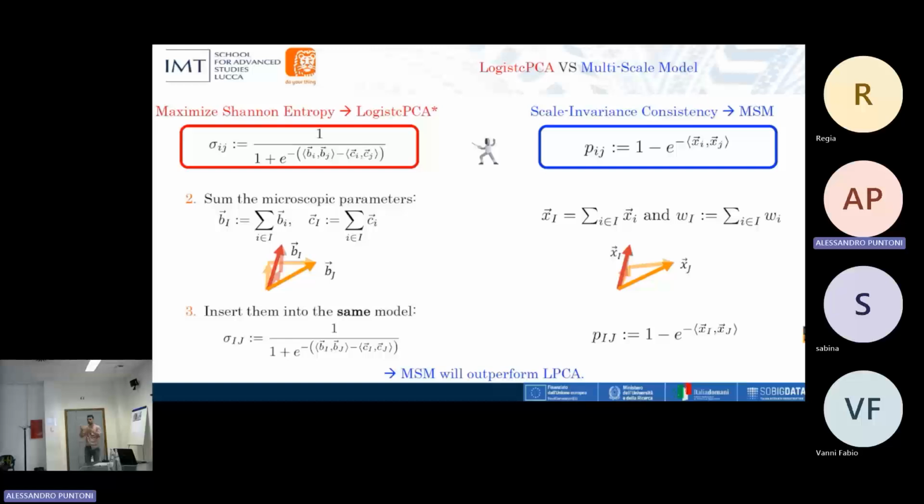So we want to test this logistic PCA with this kind of rule, even if we know that it will fail, but we want to test it. And then we reinsert them into the same model. So the logistic PCA has to have this functional form, while for the multiscale model, this functional form is enforced by the scale invariant principle. So the model is not changing its shape. It will mimic the ground truth, so the one generative process that was at work, and we can see the results here.